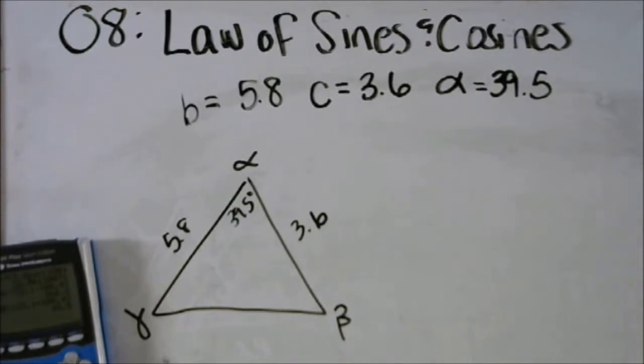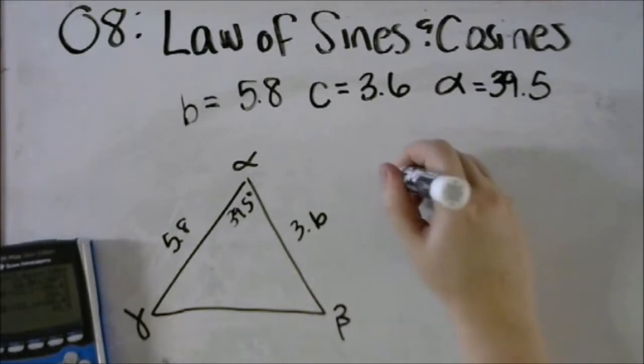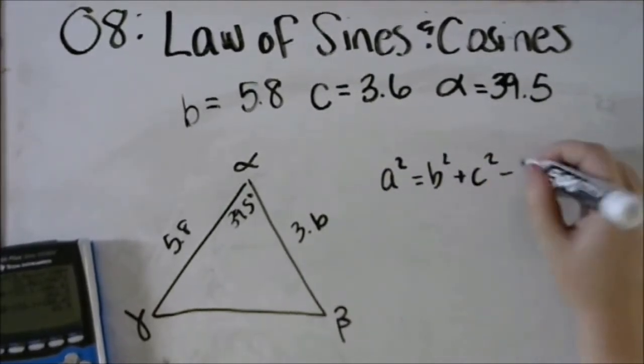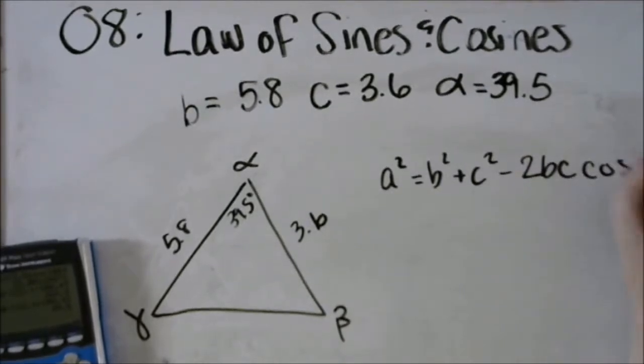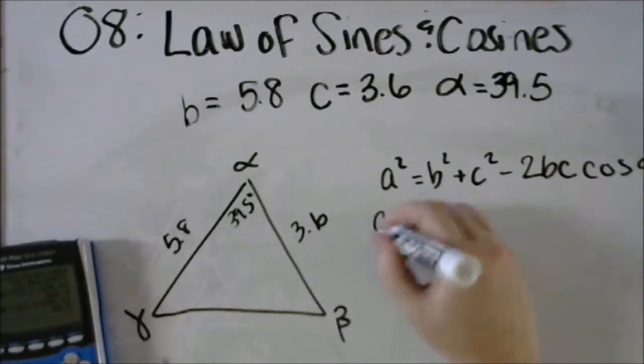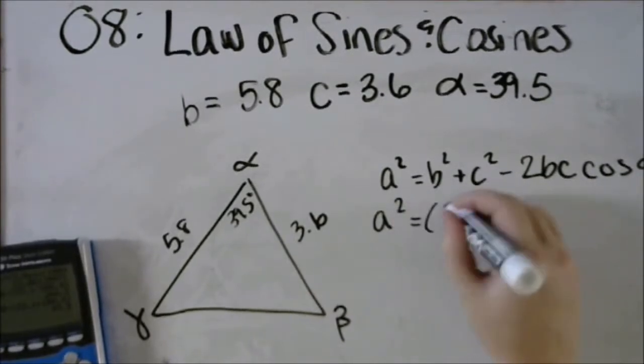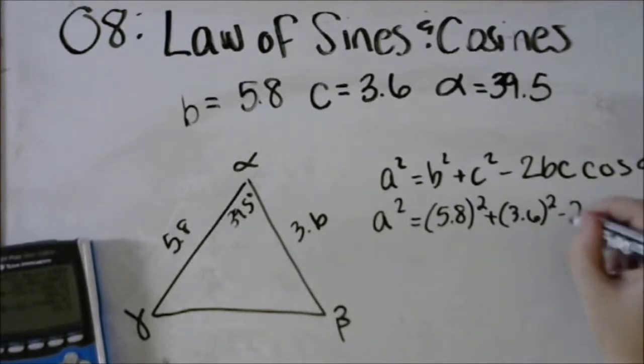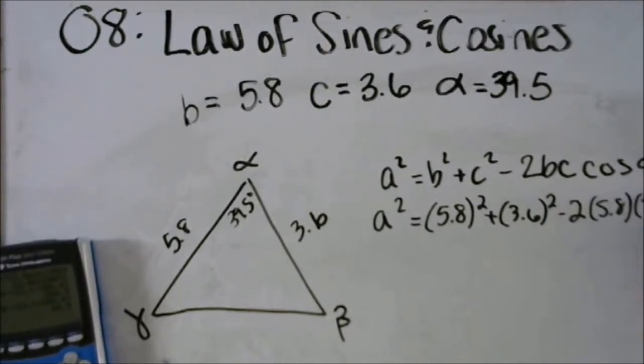So the way this has been set up, you can tell we want to focus on the angle alpha. You can also tell that we cannot use the law of sines. We know an angle, but we don't know its corresponding side. And since it's not a right triangle, we can't use the Pythagorean theorem to find the missing side. Instead, we'll say that a squared is equal to b squared plus c squared minus 2bc cosine alpha. A squared is equal to 5.8 squared plus 3.6 squared minus 2 times 5.8 times 3.6 cosine of 39.5.